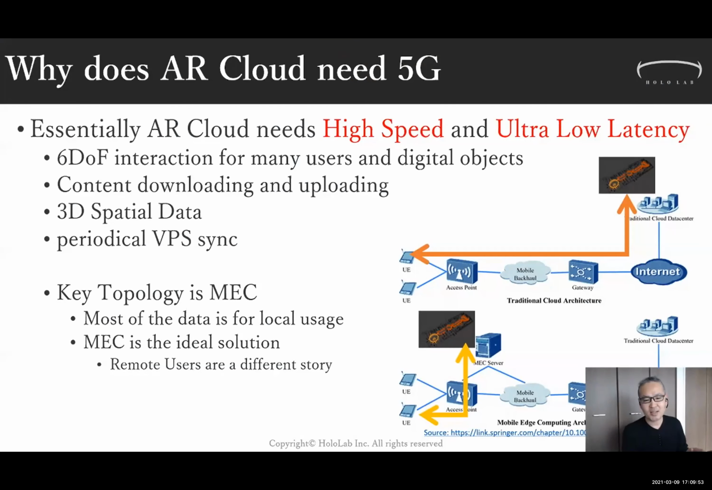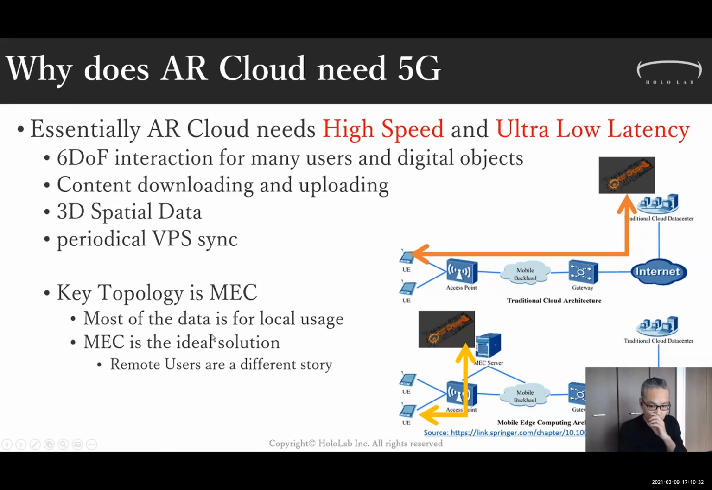So why does this AR cloud need 5G communication? Essentially, the AR cloud needs high speed and ultra low latency. As I said, six degrees of freedom for many users and digital objects requires a lot of communication with high speed and ultra low latency. Content downloading and uploading is mainly about high speed. The 3D spatial data is always heavy and huge, so that requires high speed. And periodical virtual positioning system sync is all about ultra low latency.